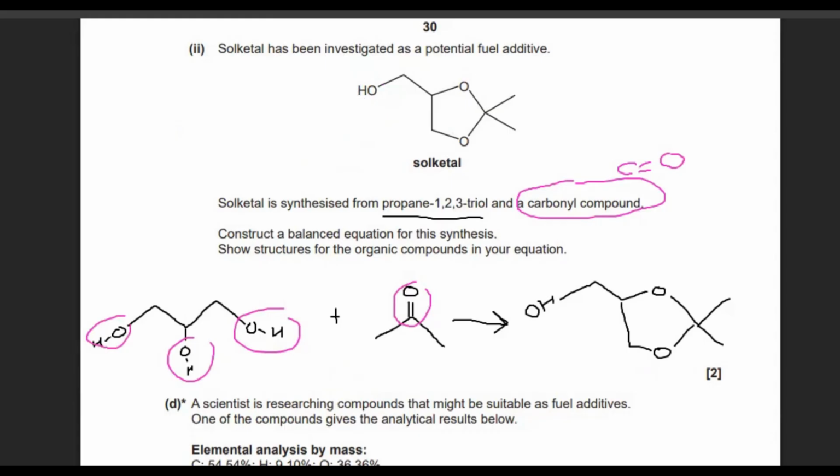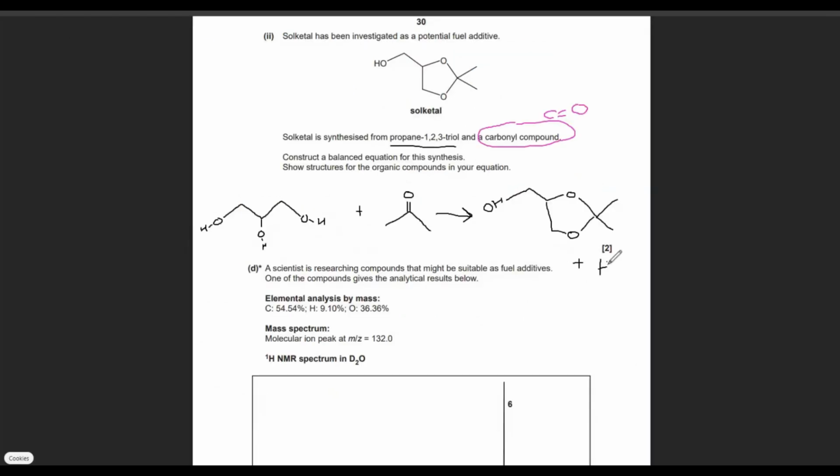Okay, so you know that we've had a condensation reaction here and we've produced a water molecule, and you can tell that because we've got 4 oxygens in our reactants. We've only got 3 in our solketal, I can't pronounce it, and so we've got an extra water molecule left over. That's going to get you the 2 marks.